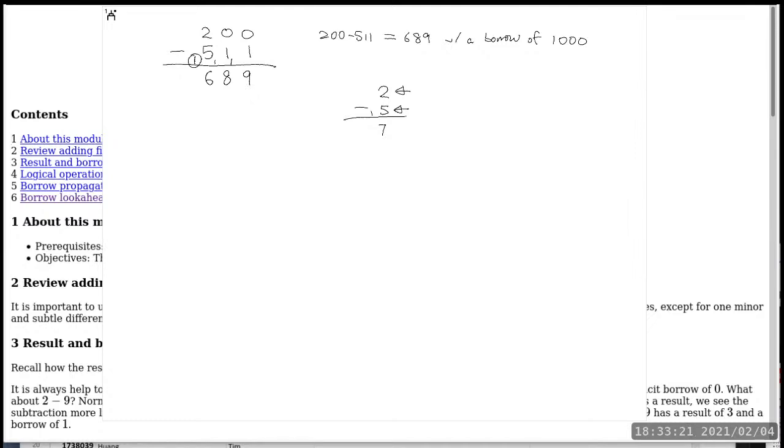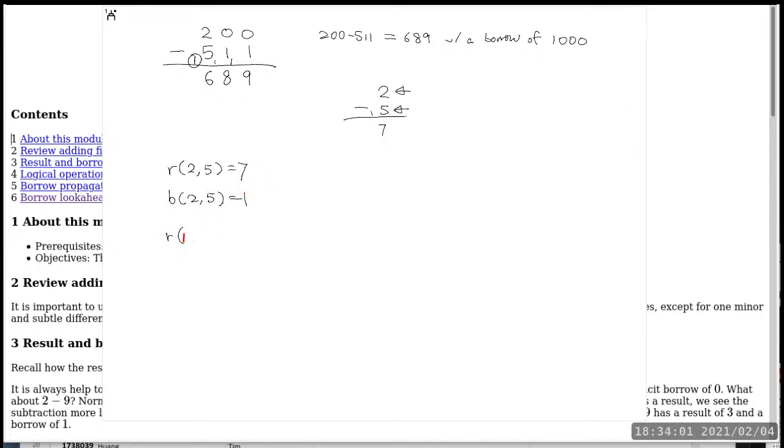All right, so to get back to our terminology, we can say the single digit result of subtracting 5 from 2 is 7. So we use R to represent exactly the same thing, which is the single digit result, this time from a subtraction instead of an addition. So I use the same symbol, but this time it's meant for subtraction. And then for borrow, if I subtract 5 from 2, the borrow is going to be a 1.